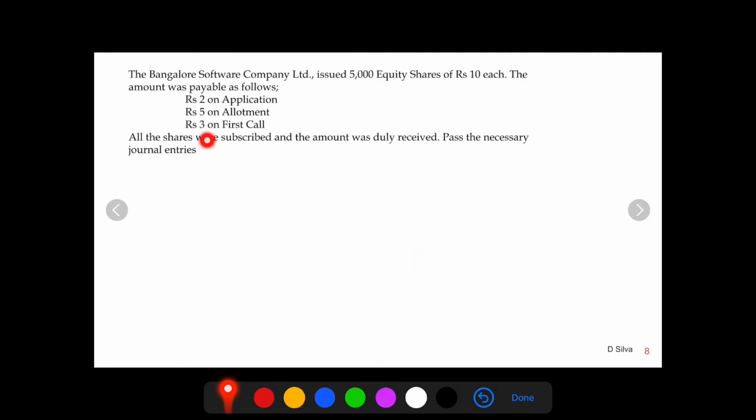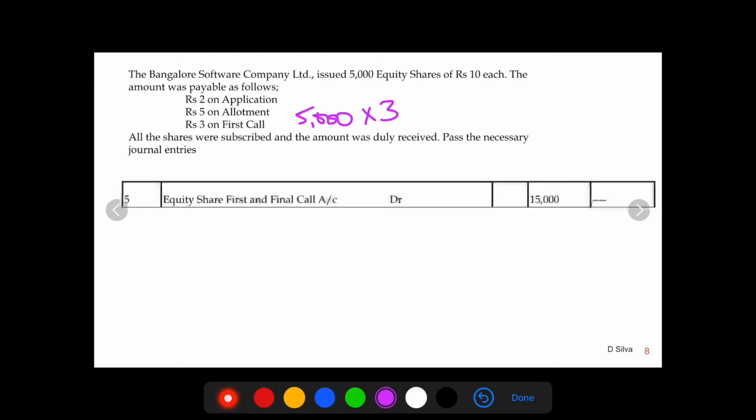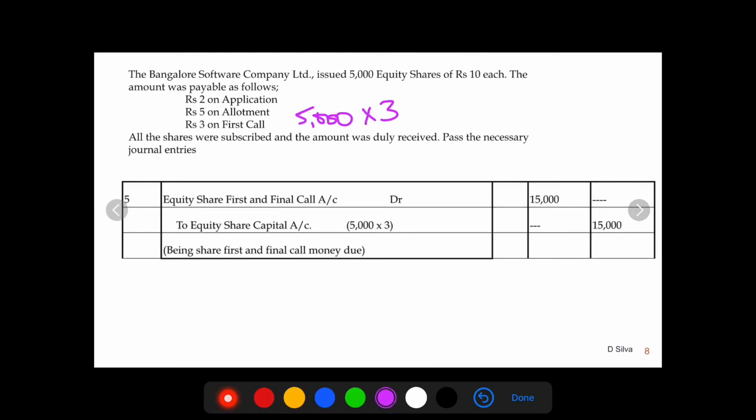The last set of journal entries is for the first and final call. Over here, on 5,000 equity shares, rupees 3 is being collected. And the journal entry is equity share first and final call account debit to equity share capital account, being share first and final call money is due. Due meaning pending. So on 5,000 equity shares, rupees 3 is still pending. Then the amount that is debited and credited is 15,000.